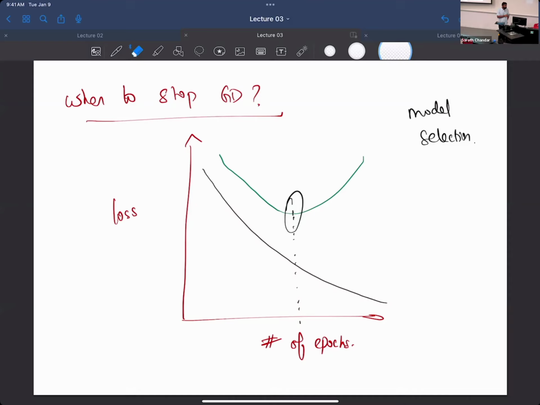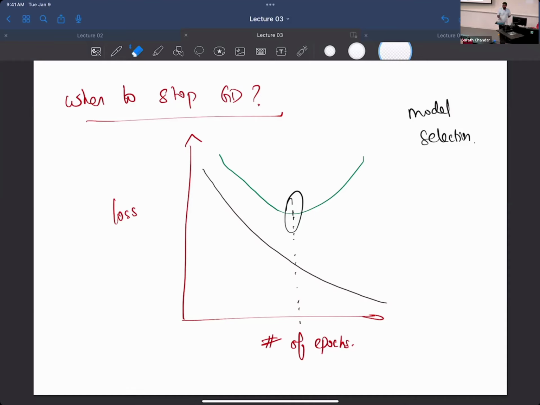Yeah? Is it possible to have a local minima in a validation loss? That is a good question. So is it possible that it looks like the loss is going up, but then you did not reach the global minimum? Is it possible? Any thoughts? It is possible sometimes, okay?